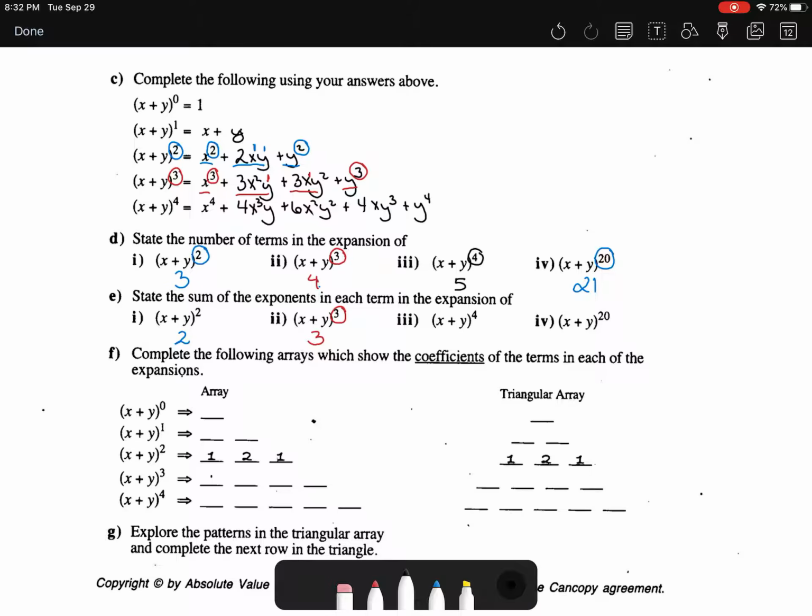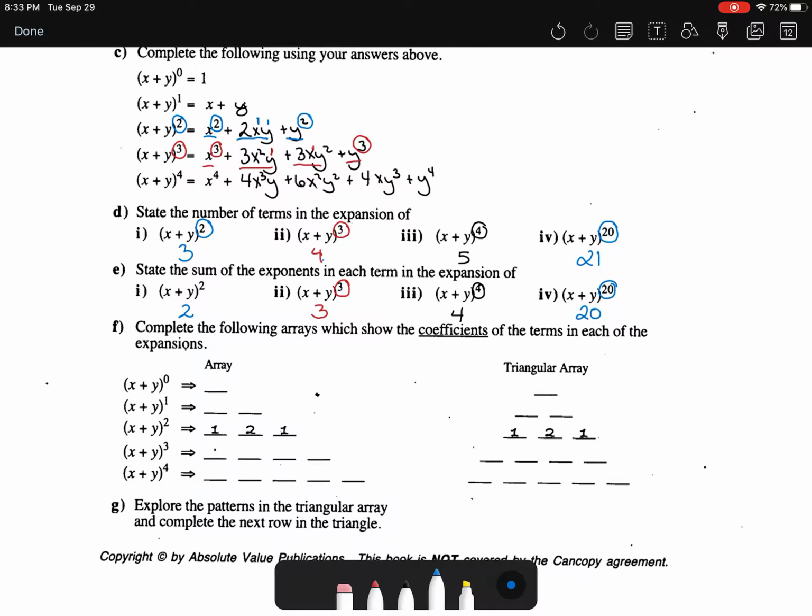So therefore, this should be 4, and it is if you look up above, the sum of the exponents in each term is 4. And therefore carrying that over to (x + y) to the exponent of 20, the sum of the exponents in each term will also be 20. So those are 2 little rules, or patterns, that we have now noticed expanding these binomials.